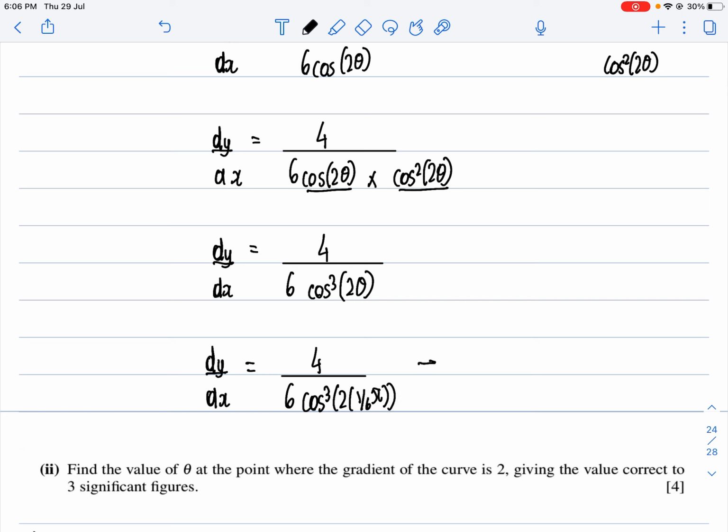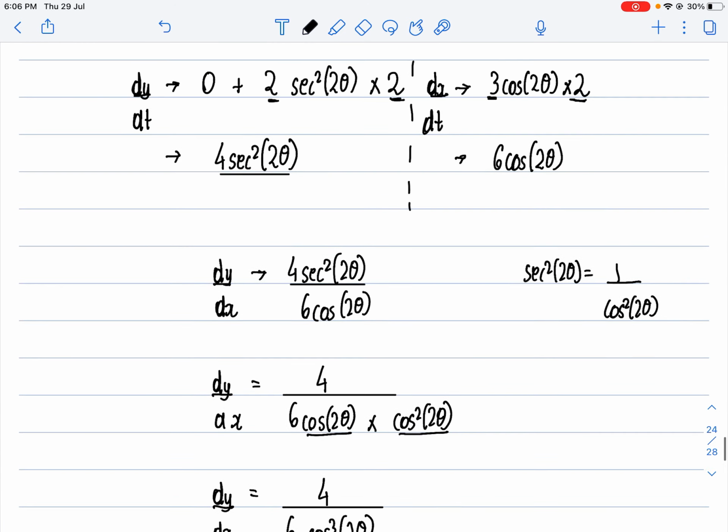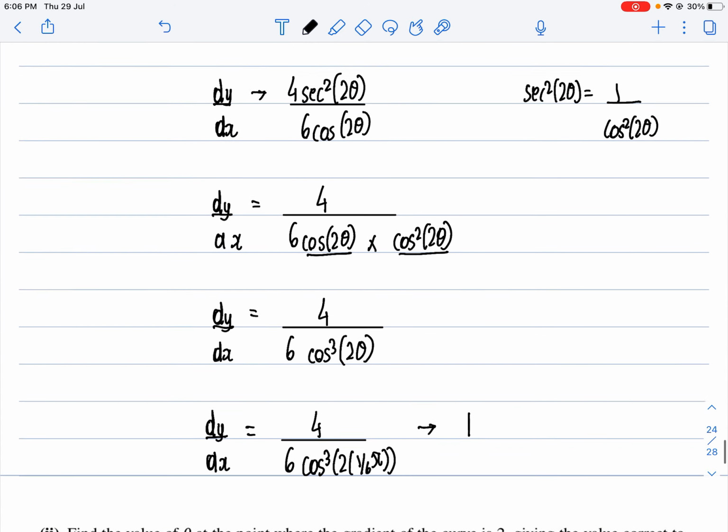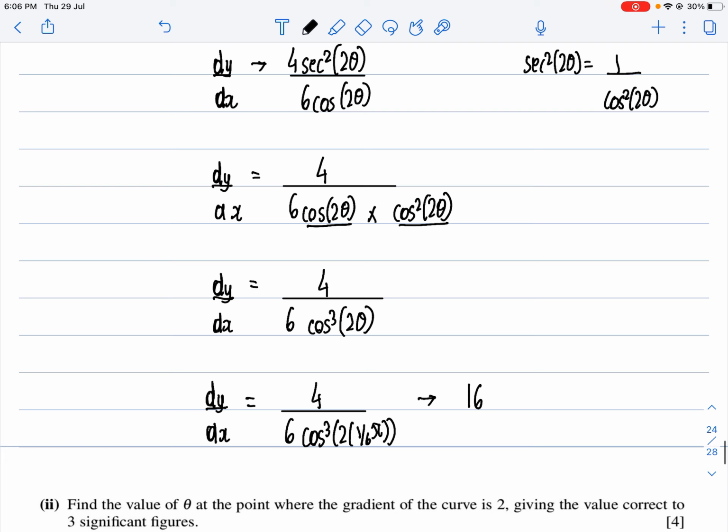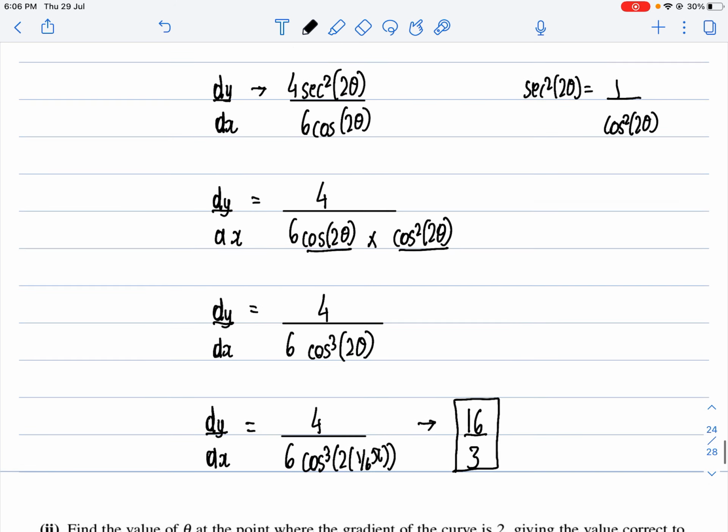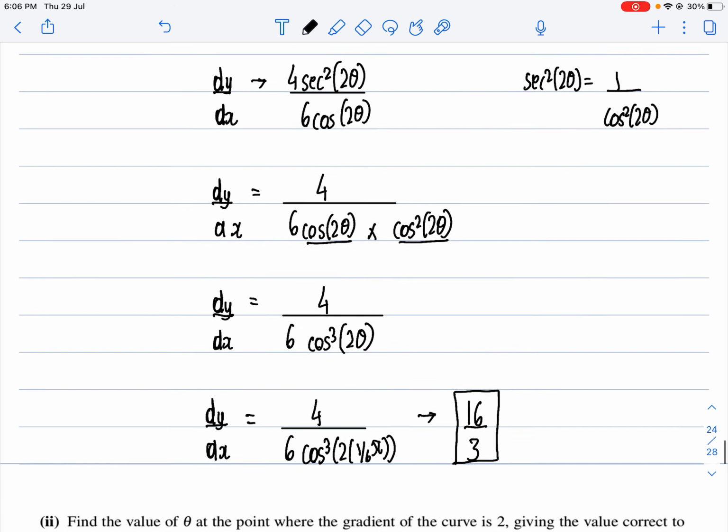Correct? Now on the radian mode, when I write this on the calc, I get my answer as 16 over 3. Correct? So this is basically the gradient. A very simple process to follow.